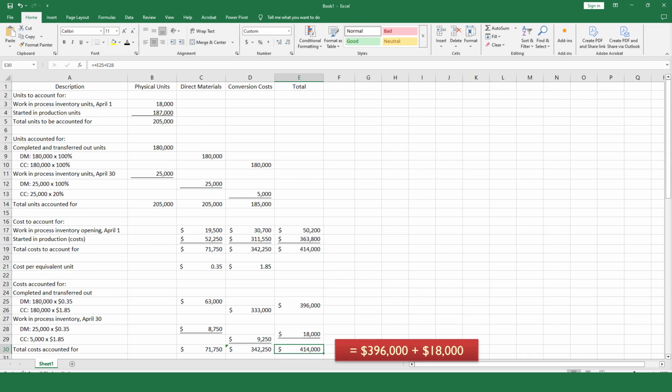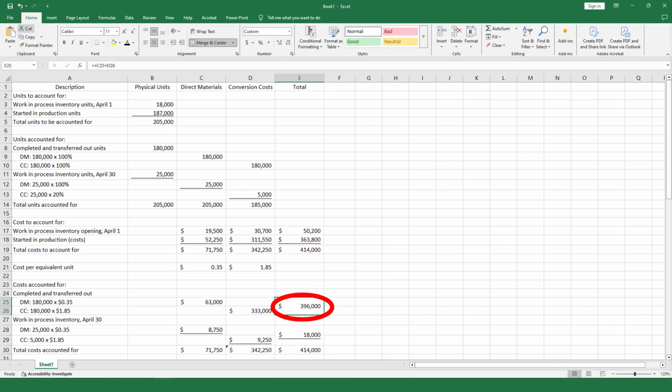Add these amounts together, $396,000 plus $18,000, and we get the total costs accounted for, which is $414,000. Notice that this must be equal to the total cost to account for. If it does not equal, remember, you've done something wrong. Go back and start again.